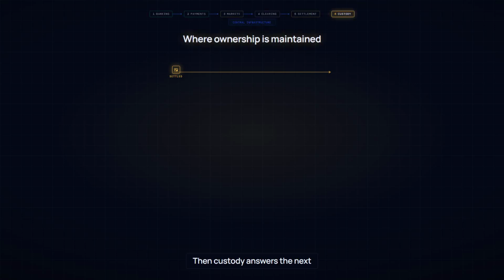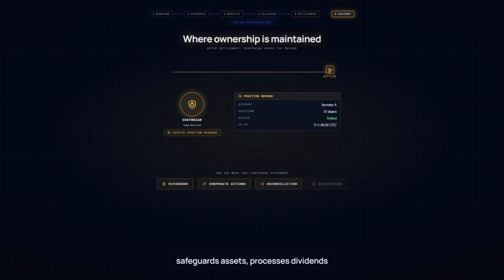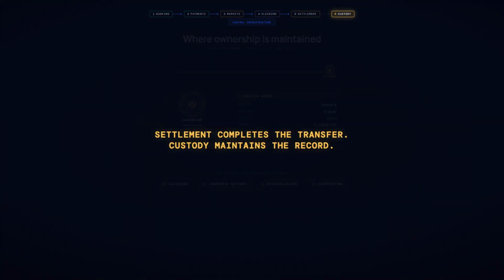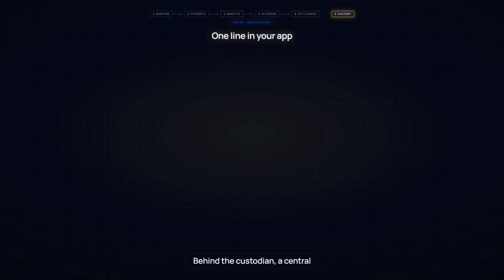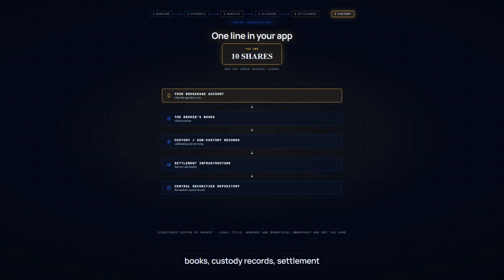Then custody answers the next question: where is ownership maintained after settlement? A custodian keeps position records, safeguards assets, processes dividends and corporate actions, and reconciles holdings. Behind the custodian, a central securities depository may maintain the market's central records of securities and settlement positions. So the single line in your app saying, "You own this share," may sit above several layers: your brokerage account, the broker's books, custody records, settlement infrastructure, and a central securities system.